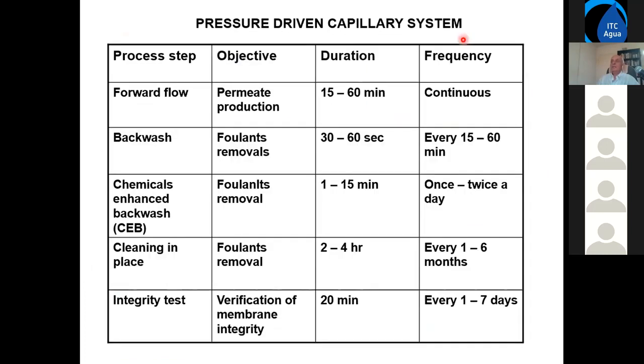So for the pressure-driven capillary system, this is the sequence of operation: forward flow 15 to 16 minutes, backwash, chemical enhanced backwash, cleaning in place, integrity test. I just wanted to bring your attention to the fact that only this step produces water, only this one. All the other steps either use water for the backwash or do not produce water. So when we do the sizing of the membrane filtration unit, we have to take into consideration that only a fraction of the time the system will produce water, and the other times it either will not produce water or will not produce water and not even give filtrate, okay?